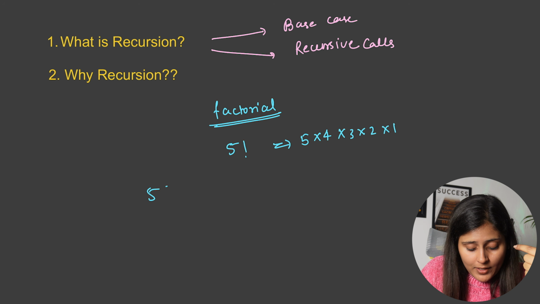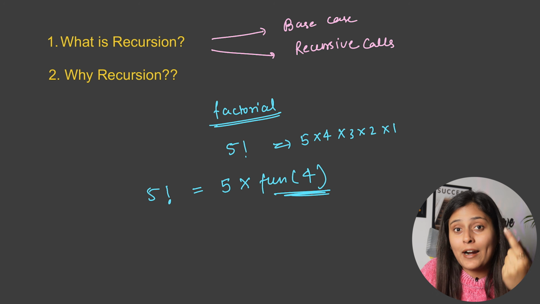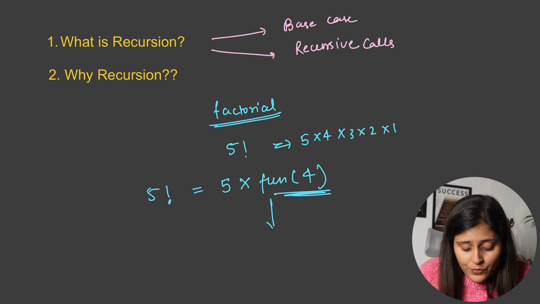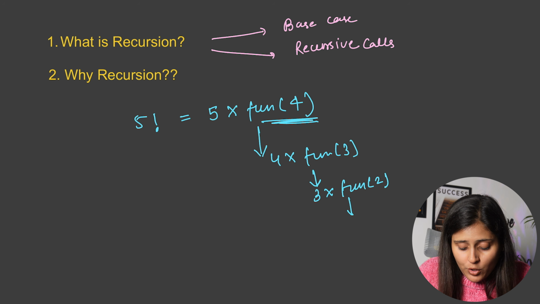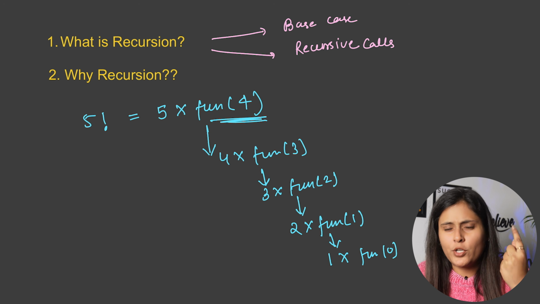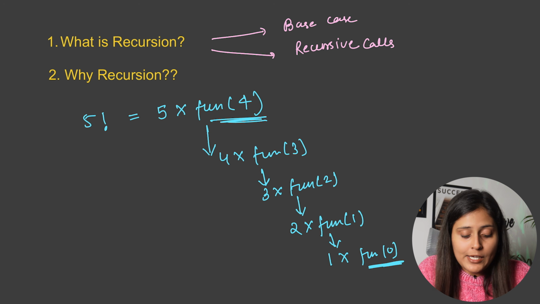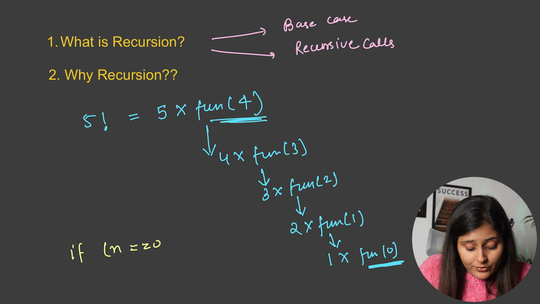For 5 factorial, we will take 5 into the same function call for 4, and 4 is nothing but the 4 factorial function. Now function 4 means 4 into function with 3, and again 3 means 3 into function for 2, and now for 2 also we will call 2 into function for 1, and for function 1, 1 into function 0, and for 0 we know the factorial of 0 is 1. So here is the time where we have to write the base case. In the base case we write if n is equal to 0, then we return 1.